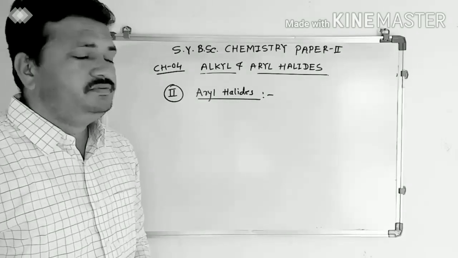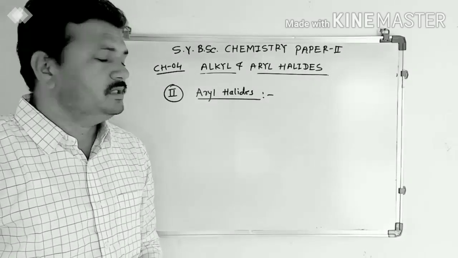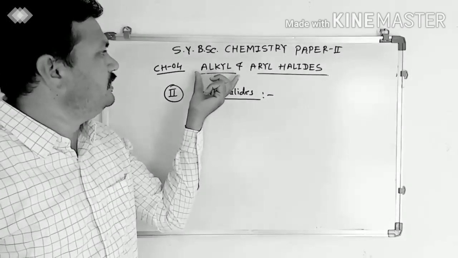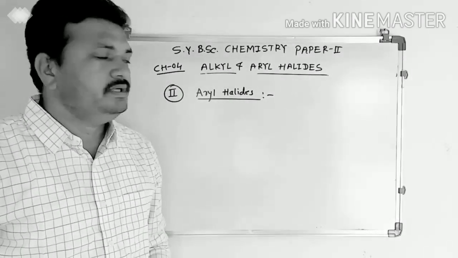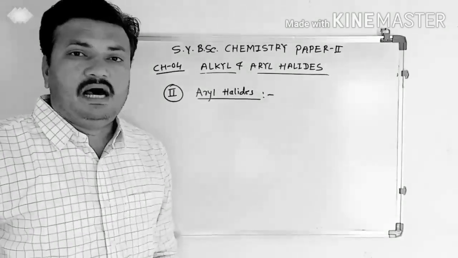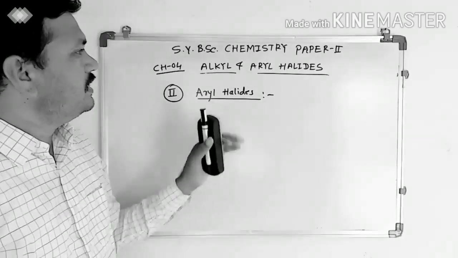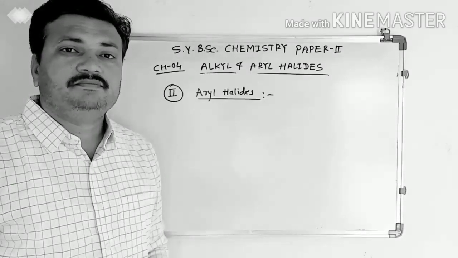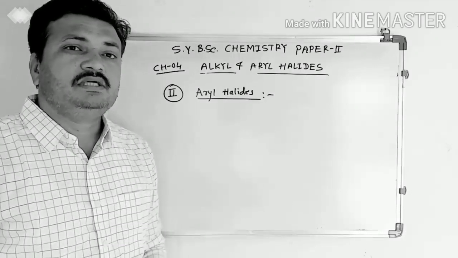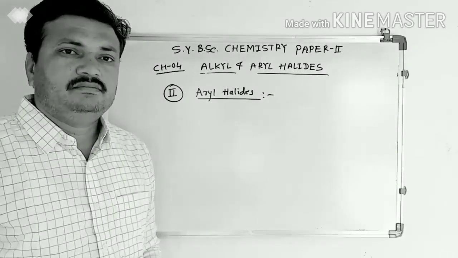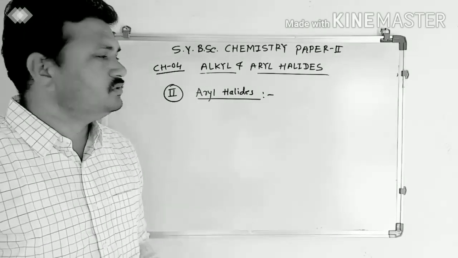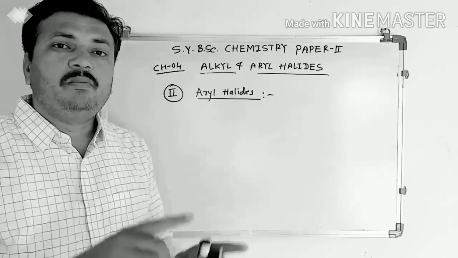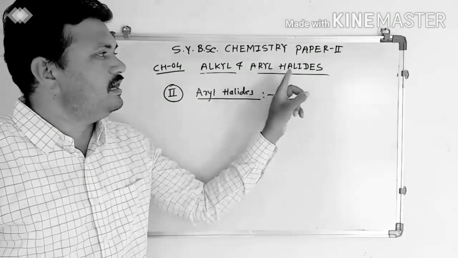In the previous lectures, we have seen chapter number 4, alkyl and aryl halides. In that, first we have seen only the alkyl halides. Now we are going to see what are aryl halides. Similar to the alkyl halides, aryl halides are halogen derivatives. That means they contain the halogen atom. When the halogen atom is attached to a saturated alkane or saturated compound, then it is known as alkyl halide. And when the halogen atoms are attached to an aromatic ring, then it is known as aryl halides.